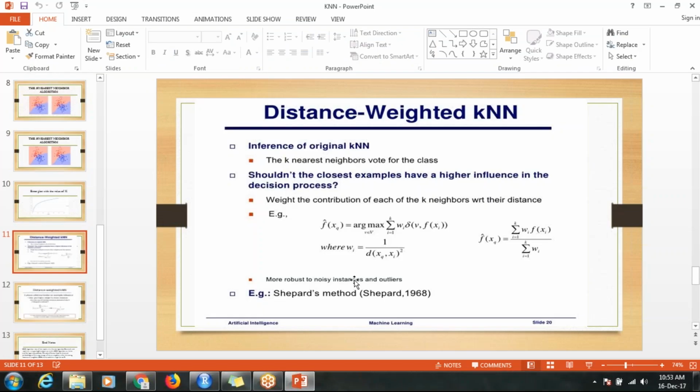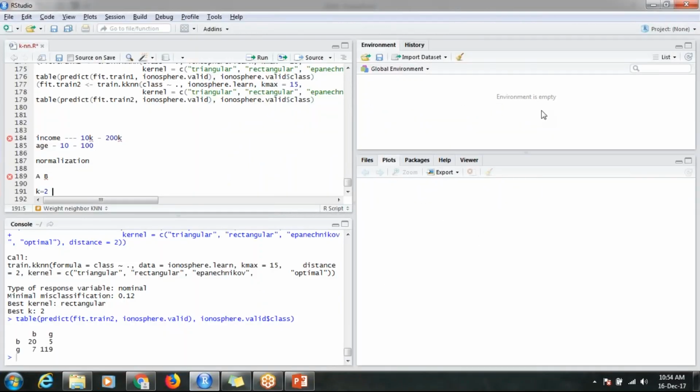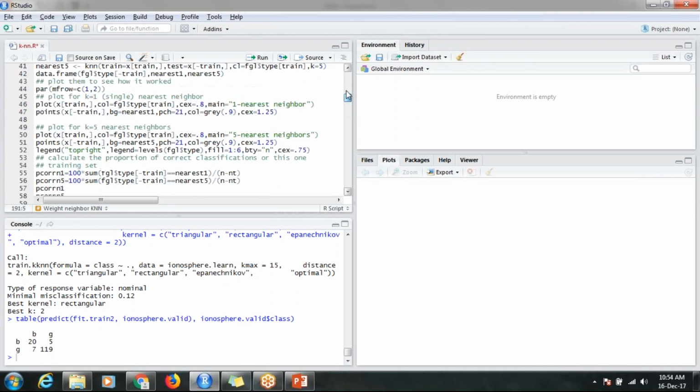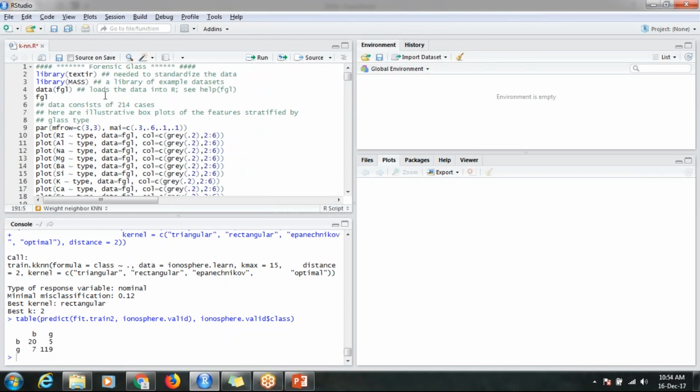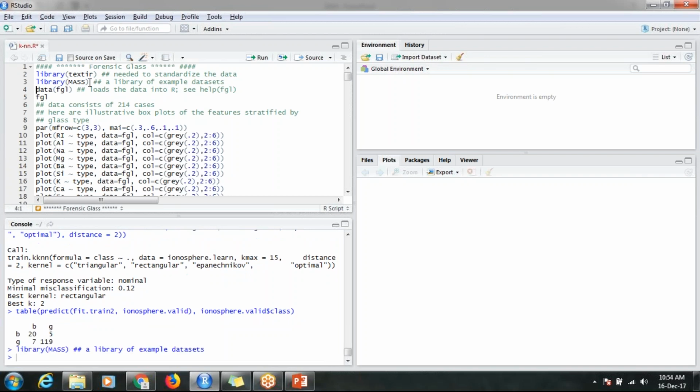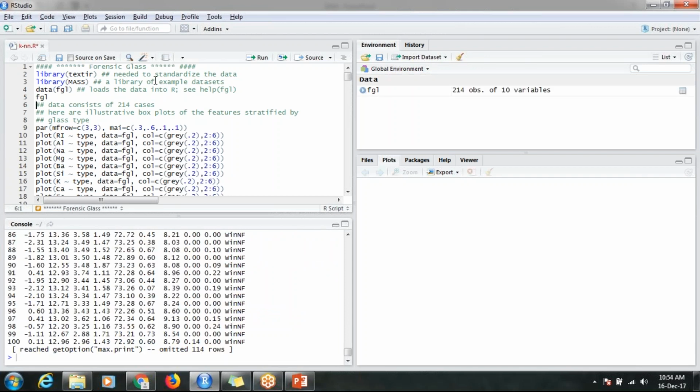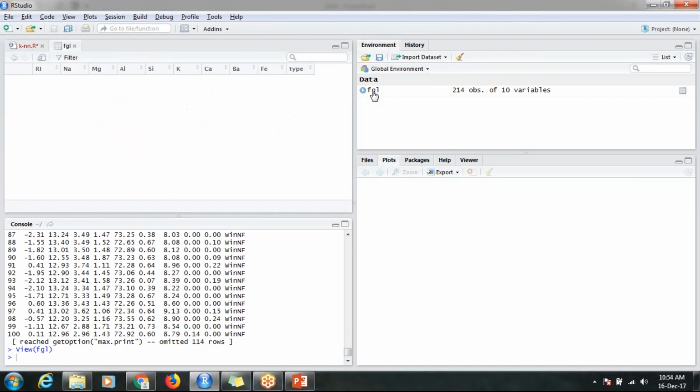So now the most interesting part: let us start with the data set and try to understand. A lot of theory that we have covered till now, let us understand it practically. Here I have a data set of forensic glass, about how my classes should be classified. This data set is in the MASS package library. Load that, and there I have fgl, that is forensic glass. Let us explore the dataset and try to understand what is there.